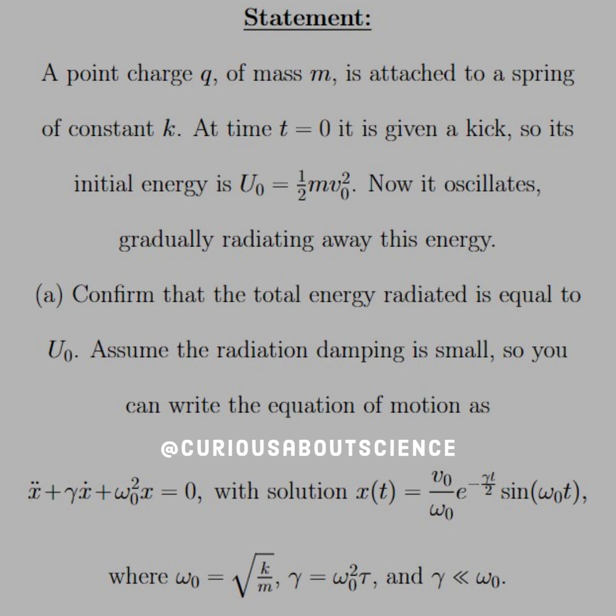So we're going to have a transient term and then the repeating term, sine theta, which is more steady state. But anyways, we see that omega naught is equal to the square root of k over m. Gamma, therefore, is equal to omega naught squared times tau, where gamma is much less than omega naught.